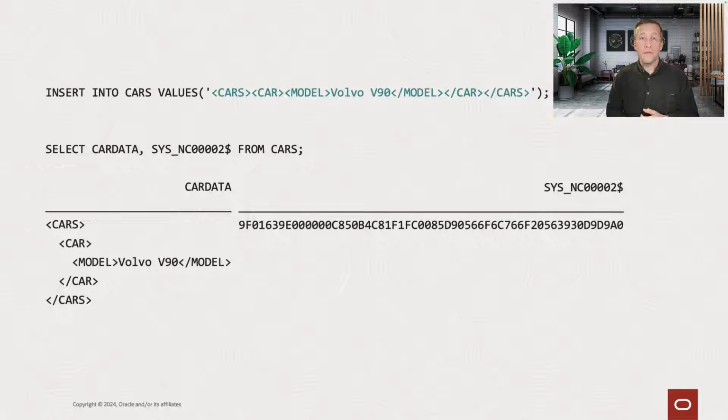So if I insert this very simple XML document and I select from the table my car_data column, including the hidden column created by the database, I can see that the textual representation is in the car_data column, but the BLOB contains something that appears to be hex values. Let's take a deeper look at that hex value.